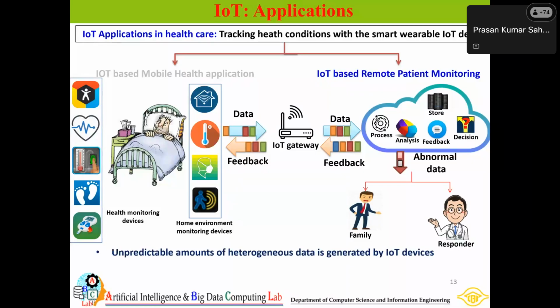So IoT devices play a very important role, as well as the cloud. And in between IoT and cloud, there are so many things related to communication, and also the data analysis plays a very important role. So we can say here the unpredictable amounts of heterogeneous data are generated by IoT devices. So there are lots of research issues we can see, because heterogeneous data are generated also in healthcare management or in industrial applications.